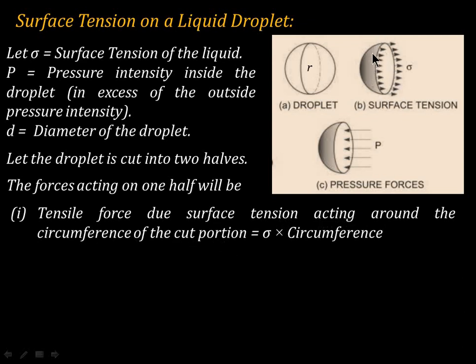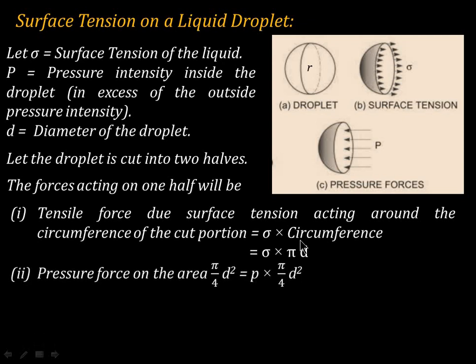Here is how the surface tension is represented. The tensile force due to surface tension is acting around the circumferential portion of the cut section. So it is expressed as sigma into circumference, so sigma into pi d. Now the second will be the pressure force on the area pi by 4 d square.